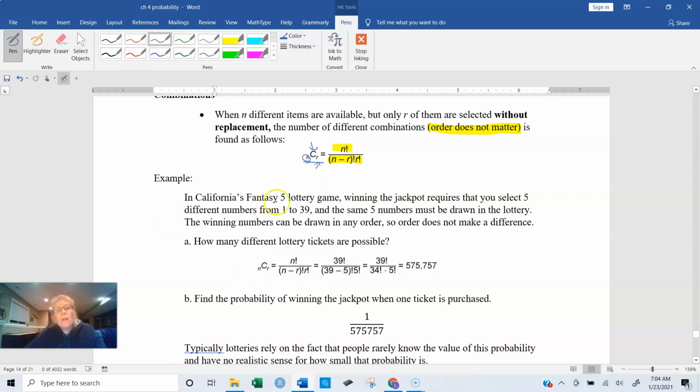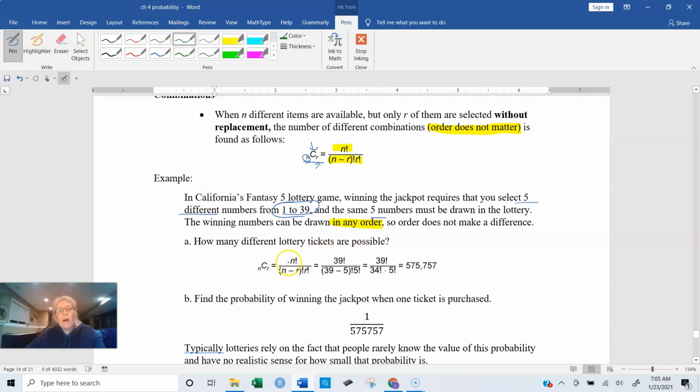Okay, California's Fantasy 5 lottery. All right, winning the jackpot requires that you select 5 different numbers from 1 to 39. The same 5 numbers must be drawn in the lottery to win. Winning numbers can be drawn in any order. Right here tells us it is a combination because it does not matter which order I select them in.